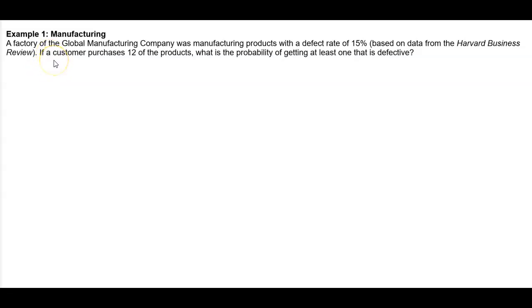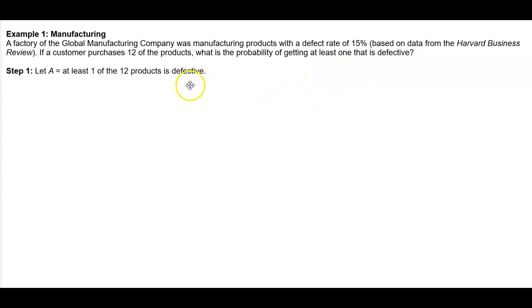Example 1, manufacturing. A factory of the global manufacturing company was manufacturing products with a defect rate of 15% based on data from the Harvard Business Review. If a customer purchases 12 of the products, what is the probability of getting at least one that is defective?